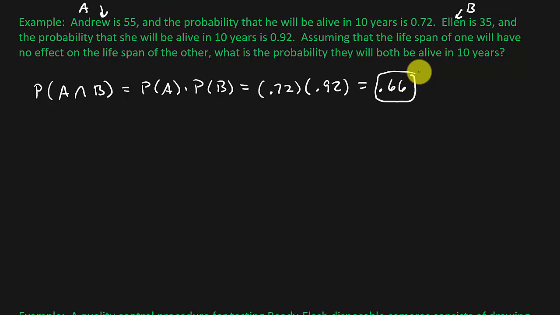All right. And these events are independent. Andrew's lifespan does not affect Ellen's, and Ellen's does not affect Andrew's. Okay. And plus, we know that because it tells us that right here: will have no effect on the other. Okay.